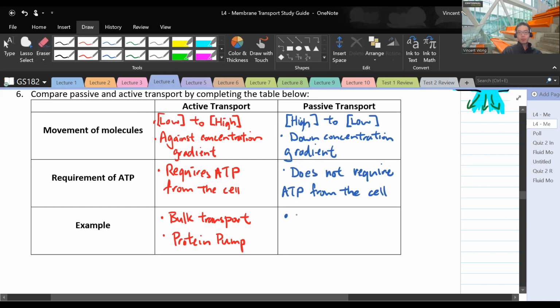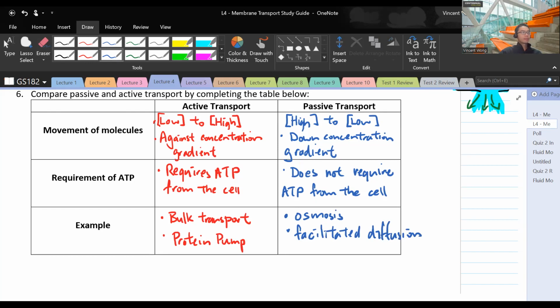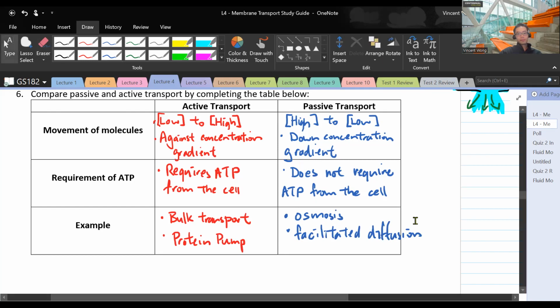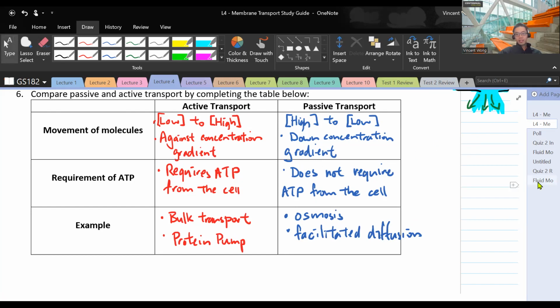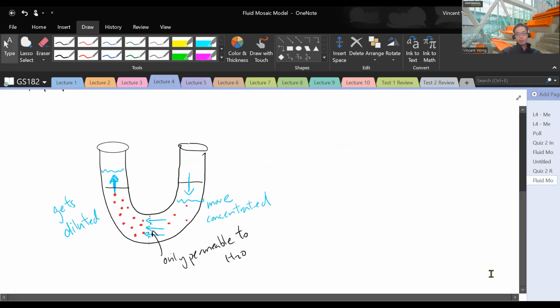Examples of passive transport, we have osmosis. We have facilitated diffusion. So that's comparing the two. We can do a quick summary of all these things.